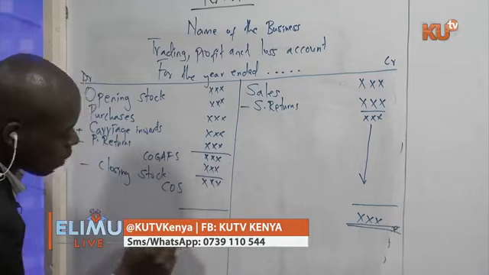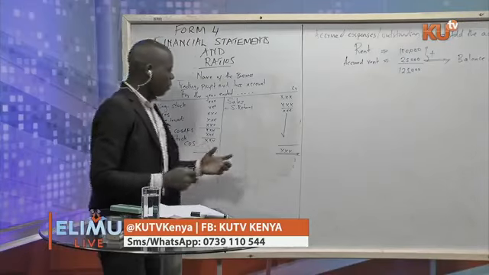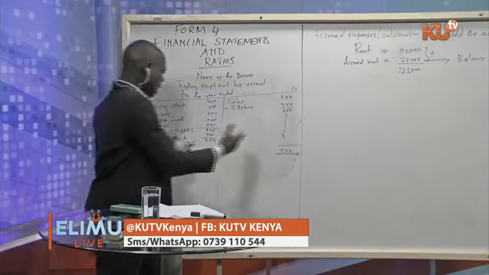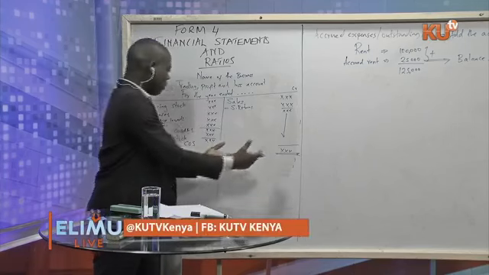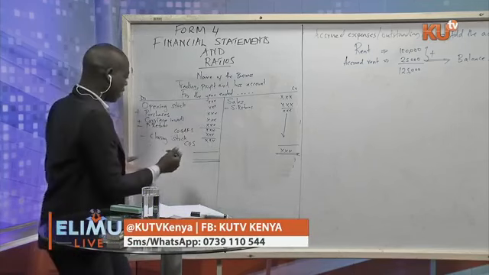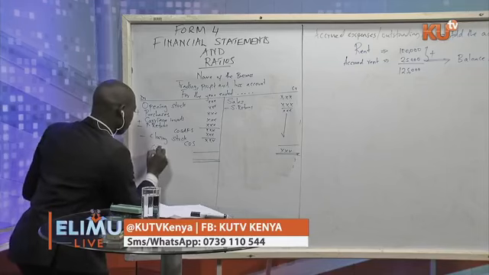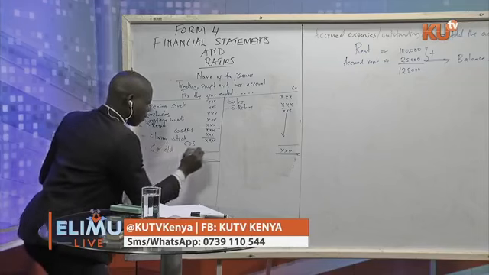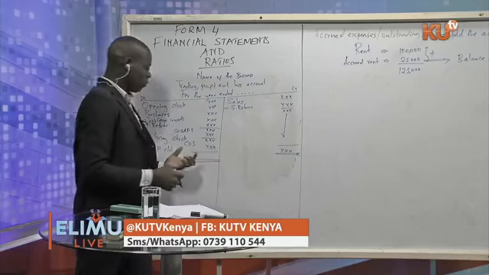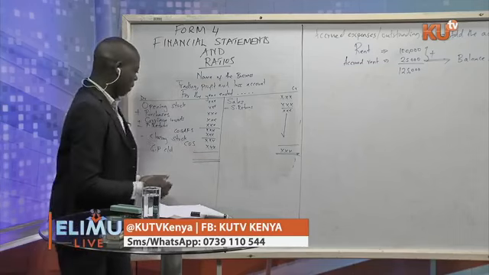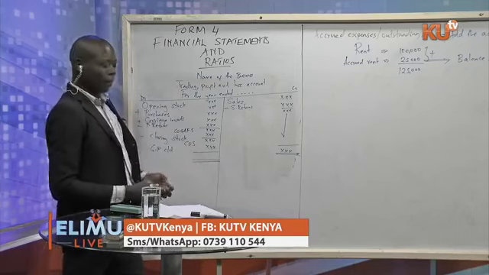And then we do the following. We look at the figures on the CR and the DR, and see which one is higher. If we realize that what is on the CR is more than what is on the DR, then we obtain what we call gross profit carried down. Because in that case, you have more income than how much you've spent to get that particular income. So that is gross profit.